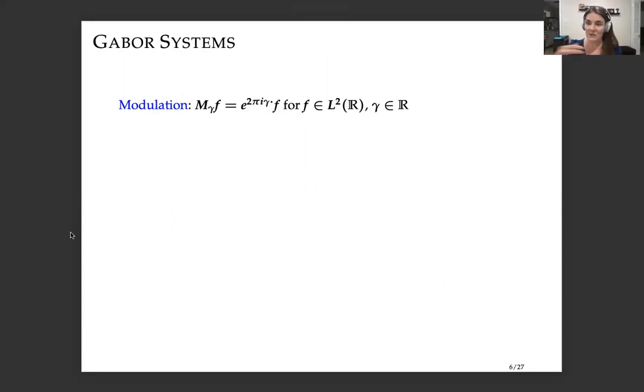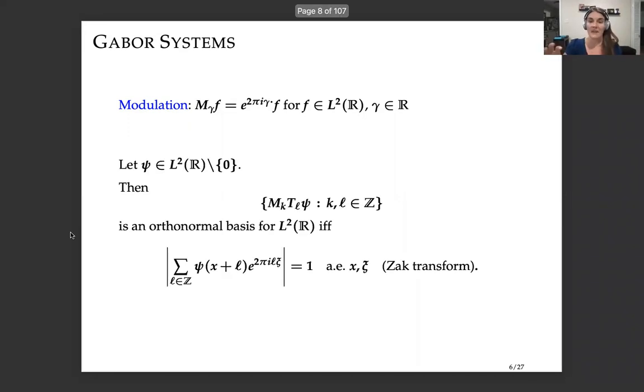Okay, so now let's build up and add on another operator, that of modulation. We just take our function and multiply it by e to the 2 pi i gamma times our input, for gamma being some element of R. And then we ask this question: let's take a single non-zero function in L2 of R, we translate it by the integers, we modulate it by the integers, and when is this system an orthonormal basis or something like an orthonormal basis? One way we can characterize that is with the help of the so-called Zak transform.